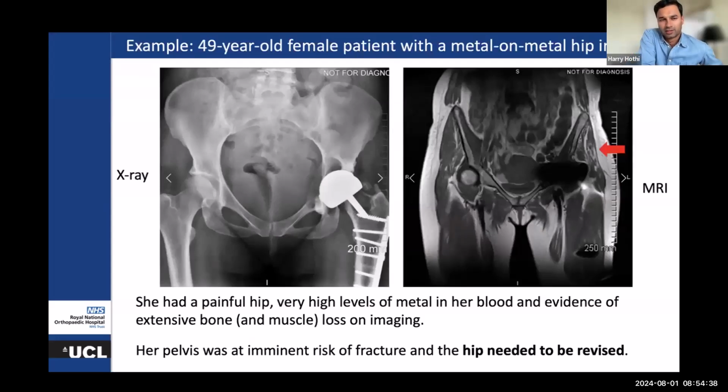So before I get to the engineering side of things, I'll just walk you through a quick case example here of a 49-year-old lady who had received a metal hip replacement. She reported to the surgeons with quite a lot of pain around her hip, very high levels of metal measured in blood samples taken from her, and clear evidence of quite a lot of bone loss and muscle loss on medical imaging. So it was clear this patient, this lady, needed a revision operation and needed one quite quickly.